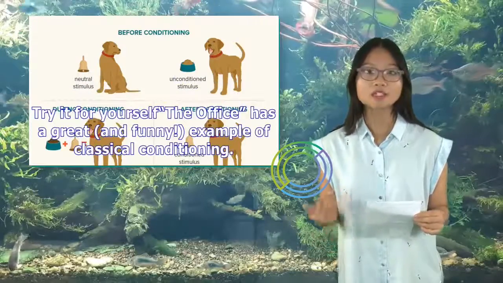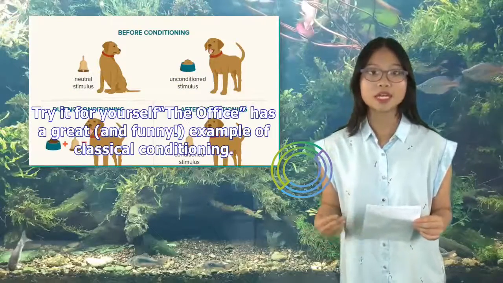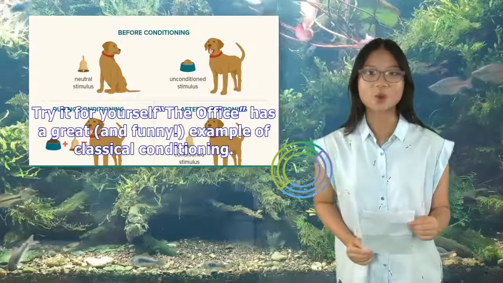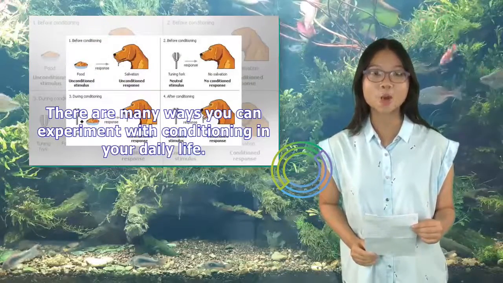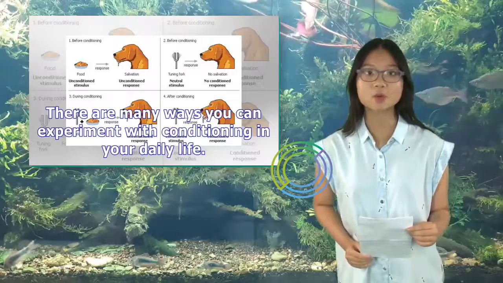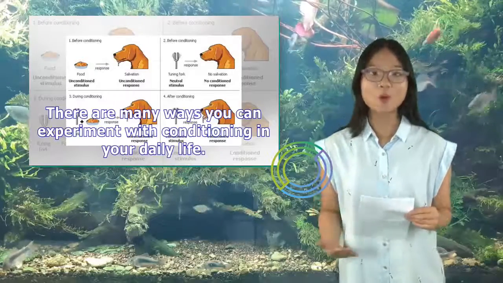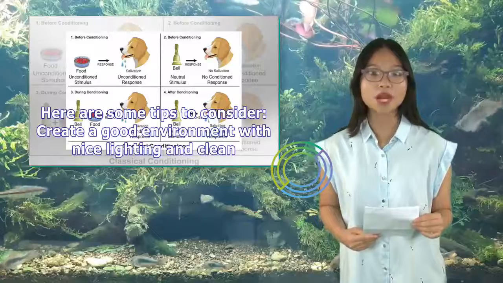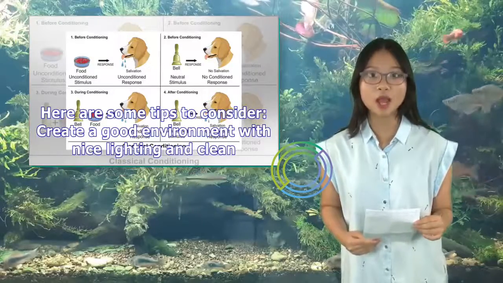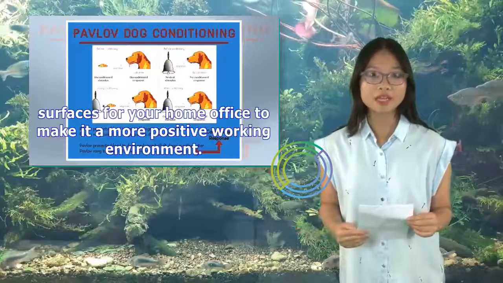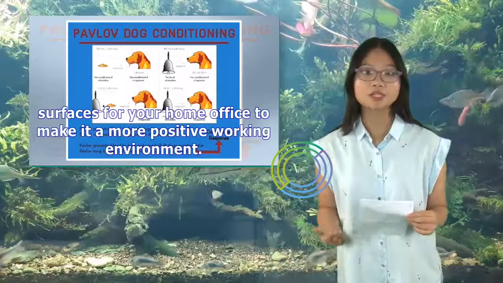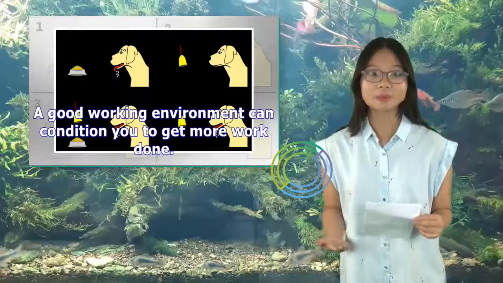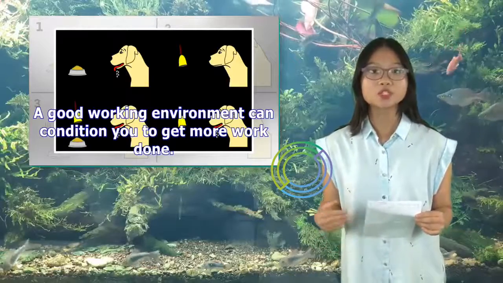Try it for yourself. The Office has a great, and funny, example of classical conditioning. There are many ways you can experiment with conditioning in your daily life. Here are some tips to consider. Create a good environment with nice lighting and clean surfaces for your home office to make it a more positive working environment. A good working environment can condition you to get more work done.